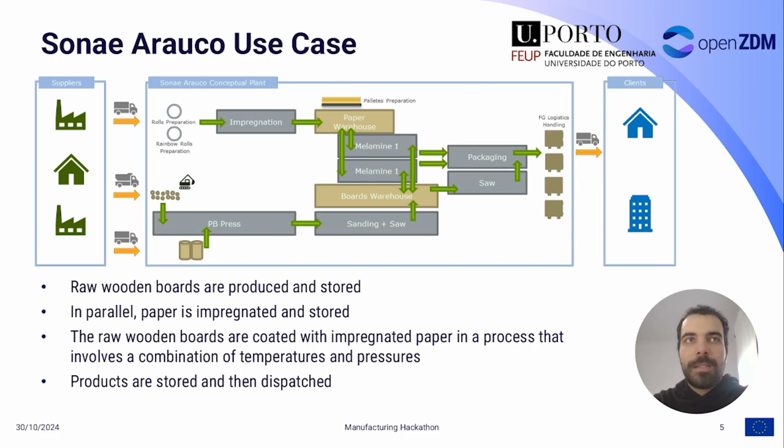The use case focuses on the process of decorative surface wood panel production towards a zero-defects manufacturing approach. In a nutshell, the process consists of coating a raw board with impregnated papers that are then pressed to the raw board surface using a combination of pressure and temperature. Now we will show a short video illustrating the process.